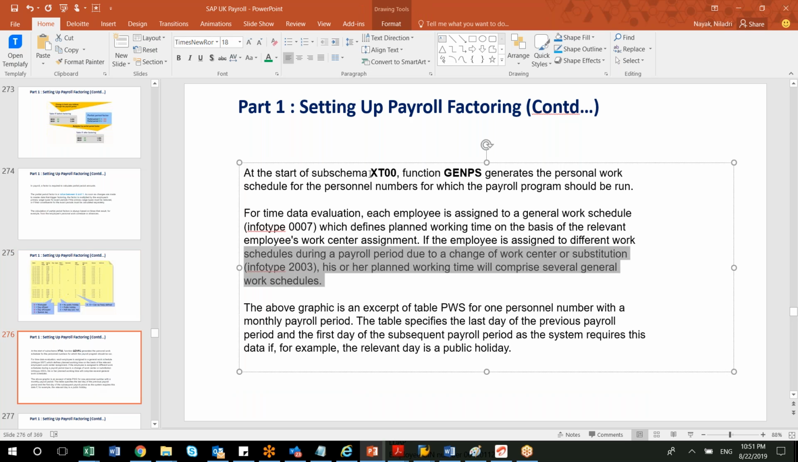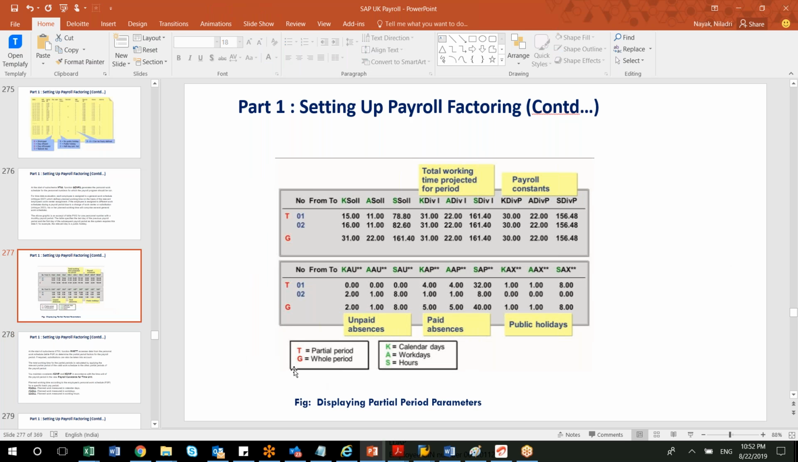So here you can see how the partial period parameter will be split. As you were asking, there can be two types of period, partial and whole, and we can have three types of days or hours. How this calculation happens, I will explain here. This kind of calculation happens inside the system at the PWS level. What does it mean? KSOLL, ASOLL: these are field names, or constant names you can say, maintained in the payroll constant table.